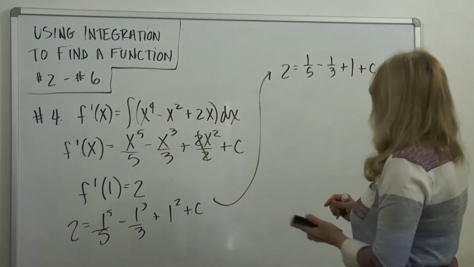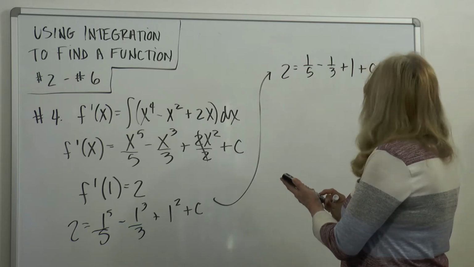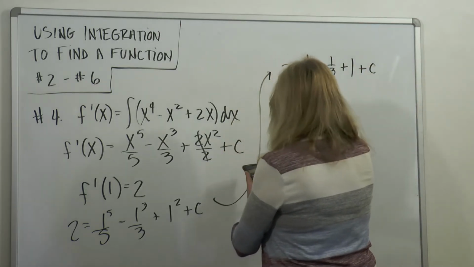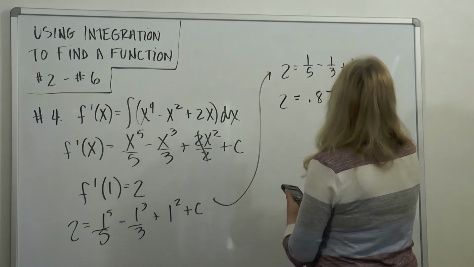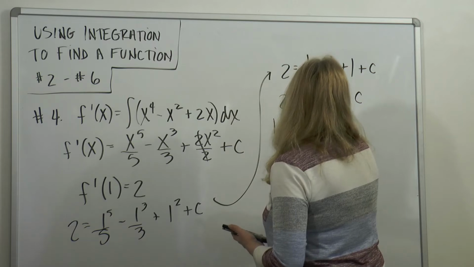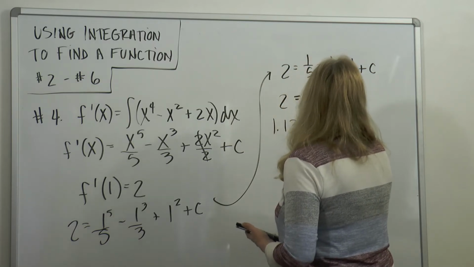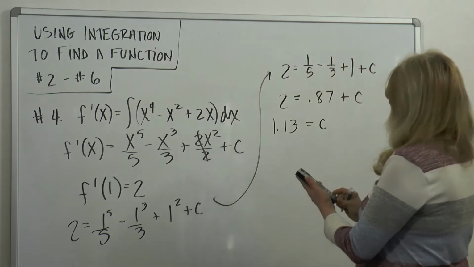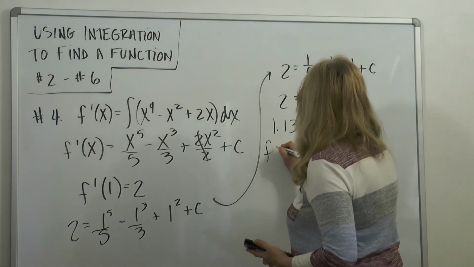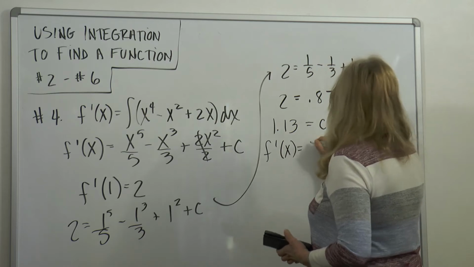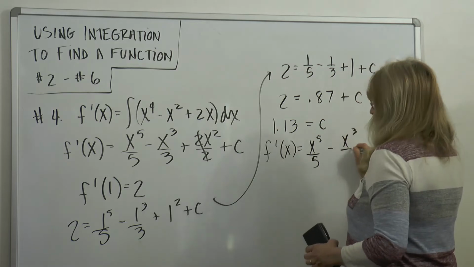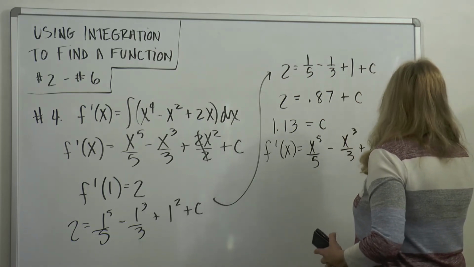Okay, so 1 divided by 5 minus 1 divided by 3 plus 1 equals. So you have 2 is equal to 0.87 plus c. Subtract 0.87, 1.13. Yeah. Okay, so that tells me that f prime of x is x to the 5th over 5 minus x to the 3rd over 3 plus x squared plus 1.13.